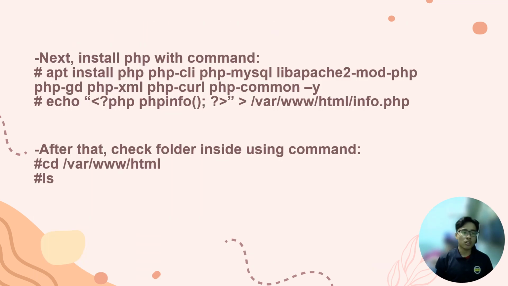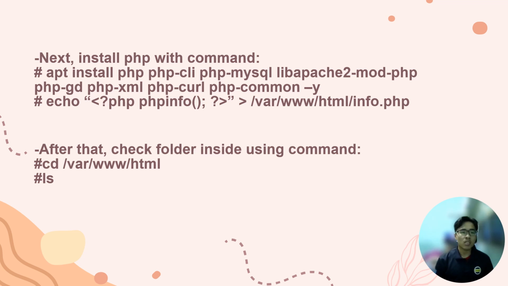Okay, next, after installing MariaDB, you need to install PHP. So how to install PHP? Install PHP with the command apt install php-cli php-mysql libapache2-mod-php php-gd php-xml php-curl php-common and finally -y, and then enter. It will show all the installation that the server needs so that it successfully installs all the tools that it needs to use.